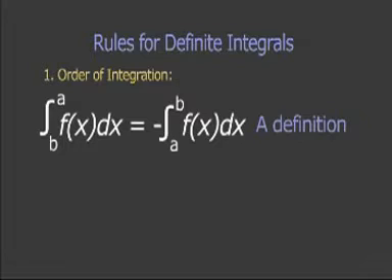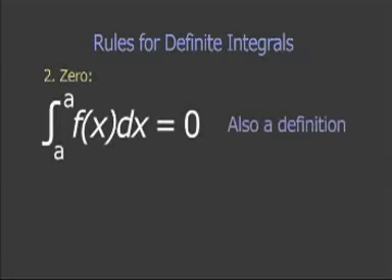The first is the order of integration. We can interchange the limits on any definite integral. All we need to do is add a minus sign onto the integral when we do. The second is the zero property. If the upper and lower limits are the same, then there is no work for us to do. The integral must be 0.